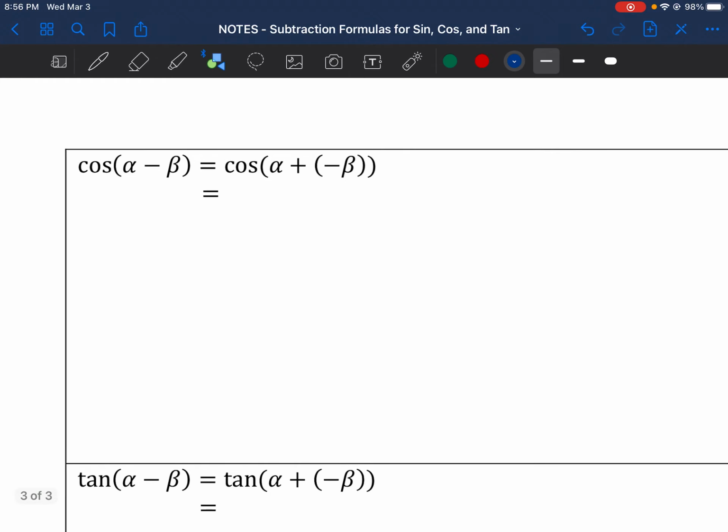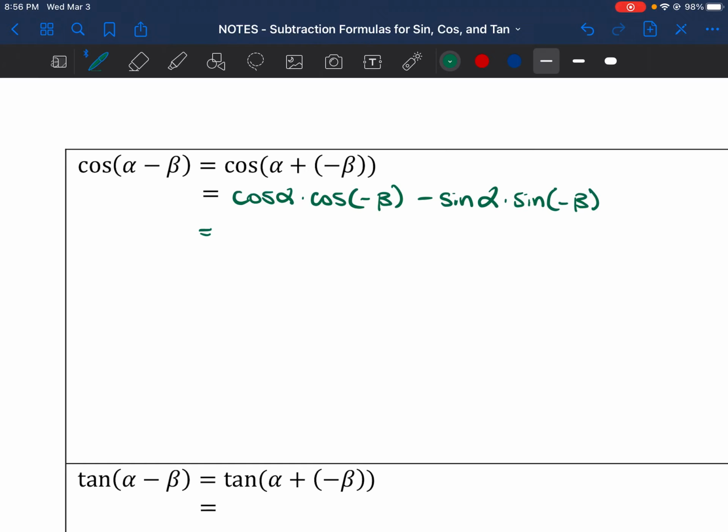Now let's do that for cosine and tangent. So we want to calculate, or we want to derive the formula for the cosine of alpha minus beta. Again, we're going to represent alpha minus beta as alpha plus negative beta so that we can use the sum formulas from the previous lesson. So we know that the cosine of alpha plus negative beta is going to be the cosine of alpha times the cosine of negative beta minus the sine of alpha times the sine of negative beta. Okay, this is coming from the sum formulas.